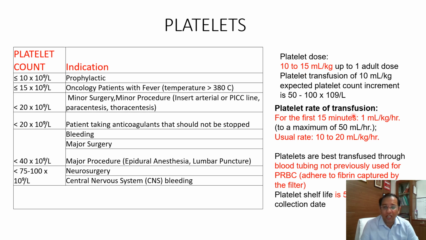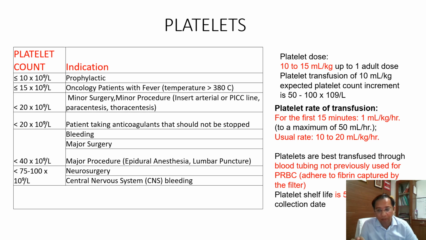And the rate of transfusion for the first 15 minutes is 1 ml per kg per hour, and this applies to all the blood components. So first you need to watch for the first 15 minutes, and when things are okay, you can increase to the usual rate of 10 to 20 ml per kg per hour.